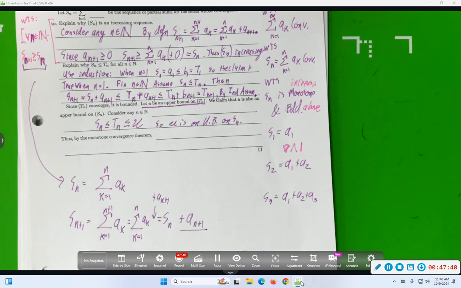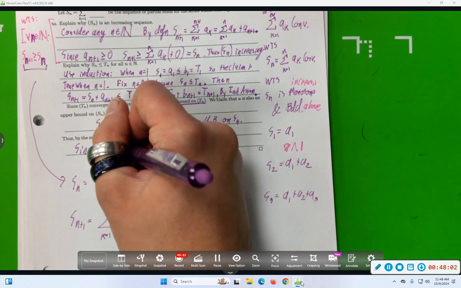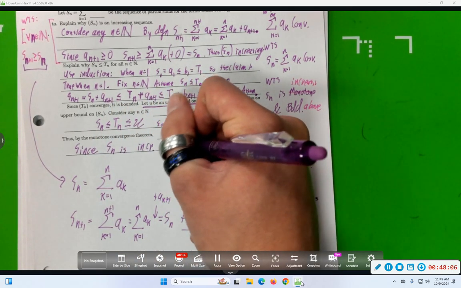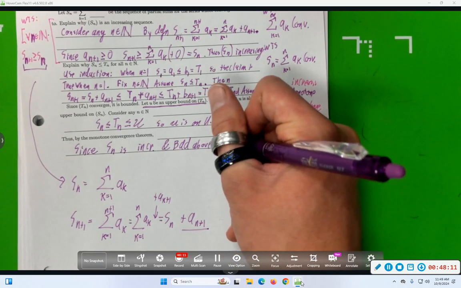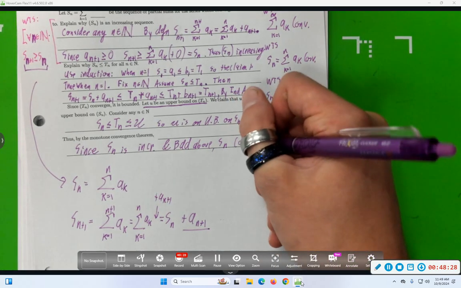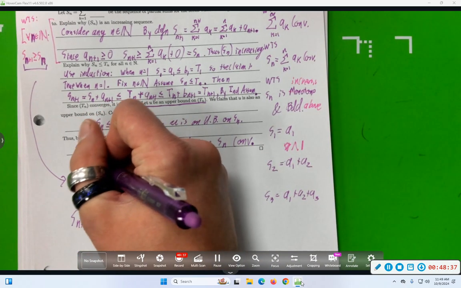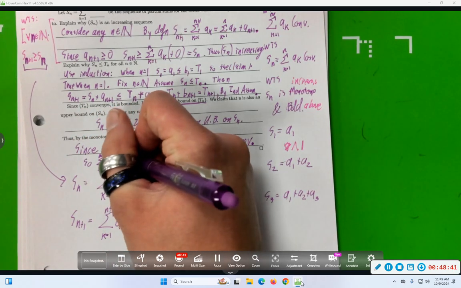So, by the monotone convergence theorem, what can you conclude? Well, let's put the since. So what two things did we directly show about Sn? Since it's increasing and bounded above. And so what does the monotone convergence theorem let me conclude? And let's just keep on wrapping it up. Since Sn converges, the infinite series converges. So the sum from k equals 1 to infinity of ak converges.